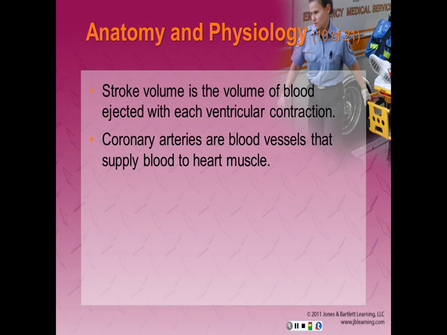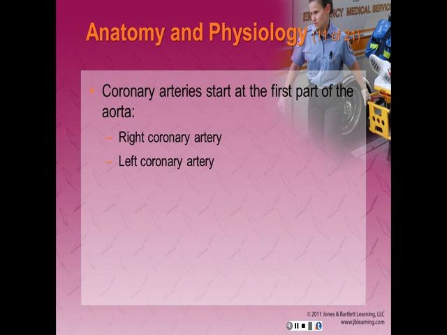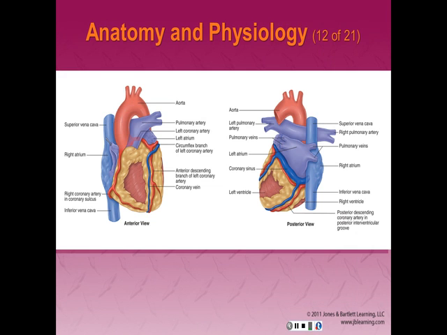The coronary arteries are blood vessels that supply blood to the heart muscle. They start at the first part of the aorta, just above the aortic valve. The right coronary artery supplies blood to the right ventricle and usually the inferior wall of the left ventricle. The left coronary artery divides into two major branches, which both supply the left ventricle. And here, as you can see in this picture, we've now added the coronary arteries to the schematic drawing of the heart.